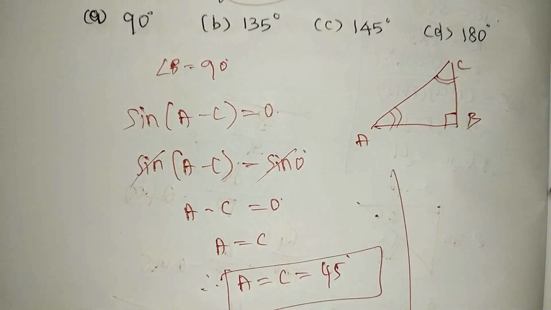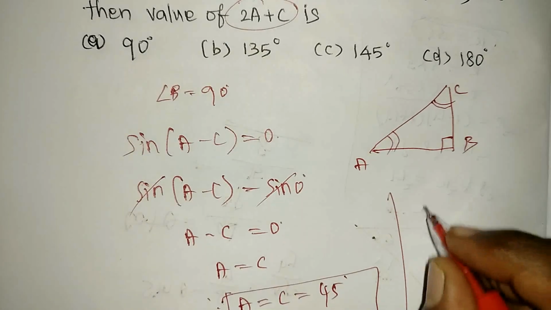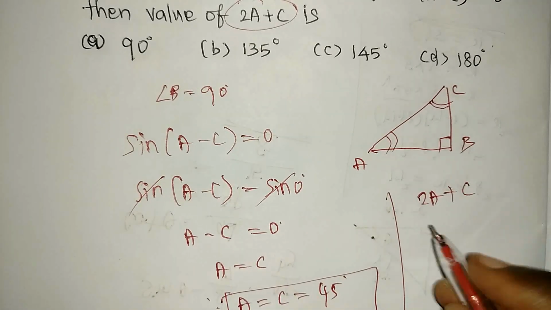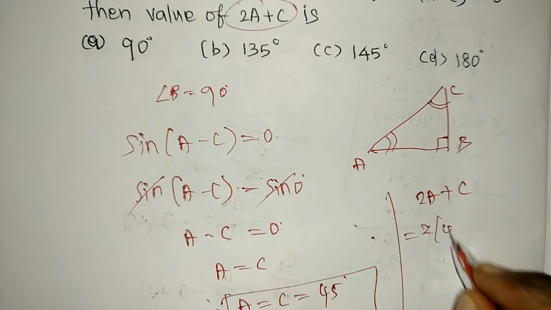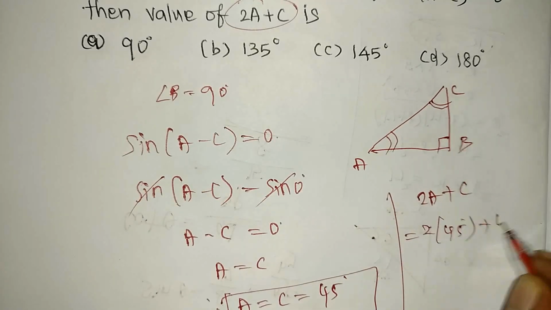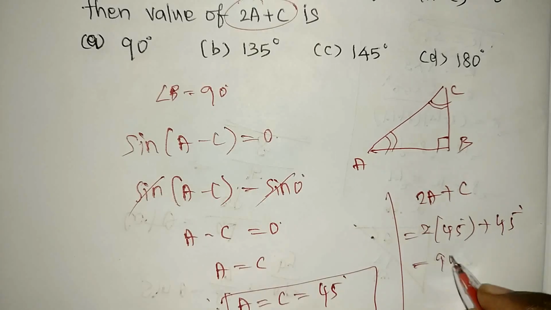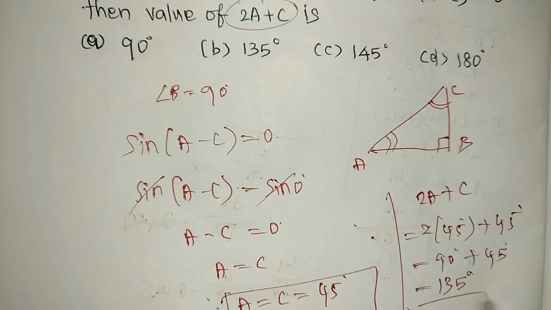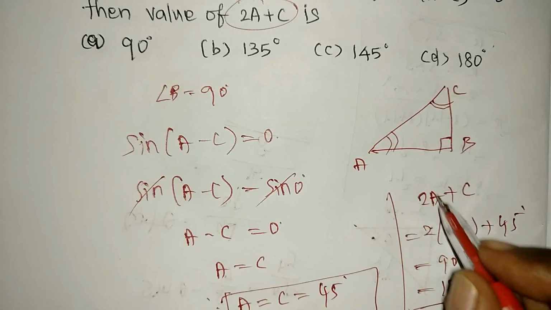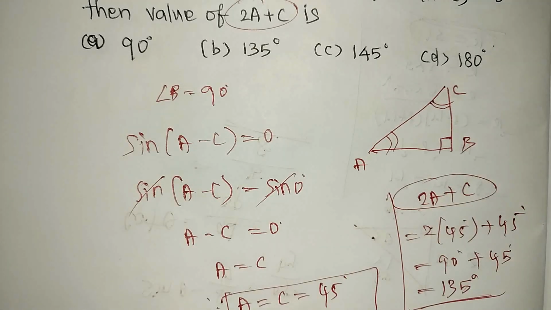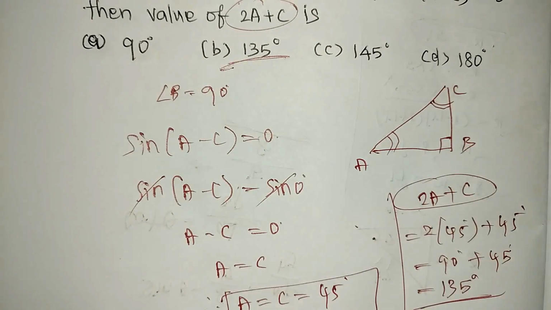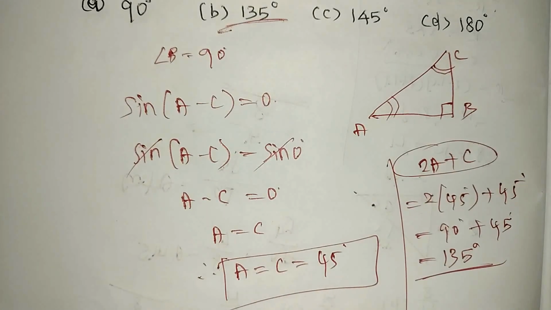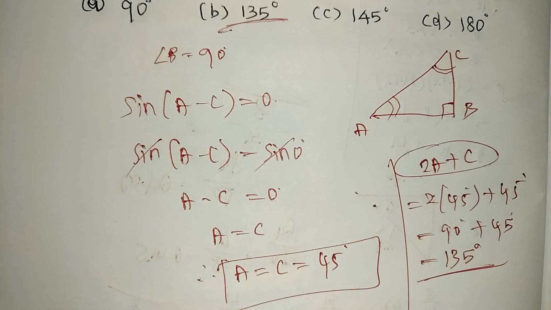Now we can go for 2A plus C. So they have asked 2A plus C is equal to what? So 2 into A value 45 and C also 45. Now we are getting 90 plus 45, so that is 135 degree. So 2A plus C is equal to 135. Where? Option number B. That's it. So please make a note. Right, we'll go for the next question.